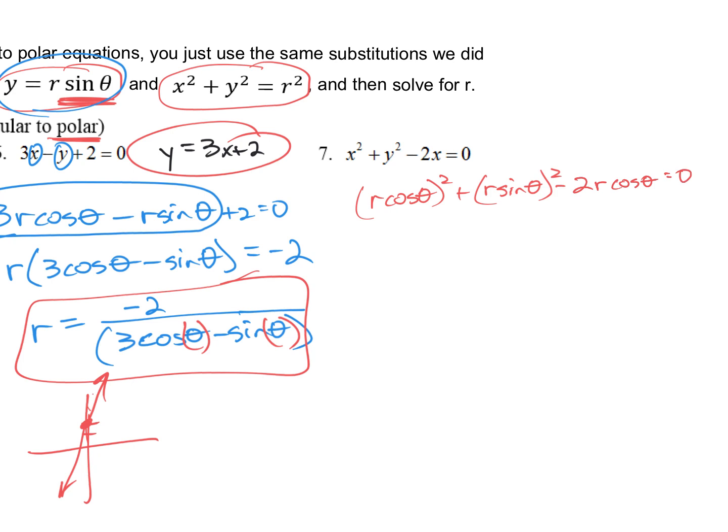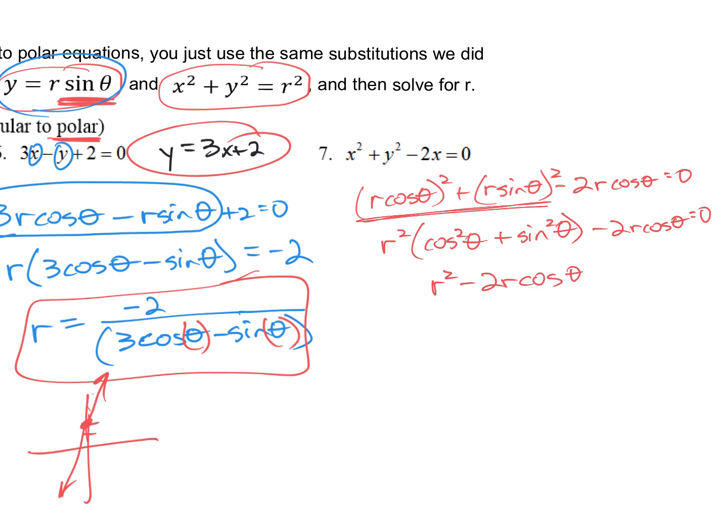Okay? So look at these right here, first of all. Don't they both have an r squared in it? And I know that one's got a cosine squared plus sine squared. What is cosine squared plus sine squared? It's 1. So if I factor out an r squared, I'll have cosine squared plus sine squared multiplied by the r squared, which is just 1. So this equation now just becomes r squared minus 2r cosine of theta equals 0.